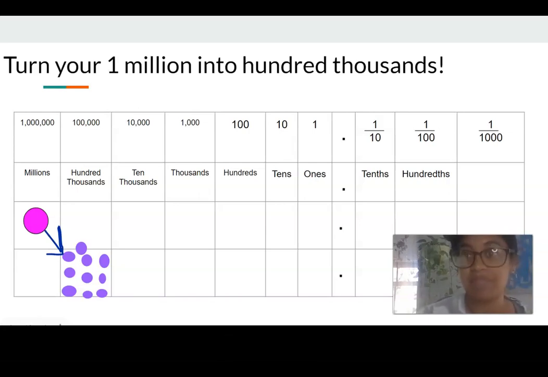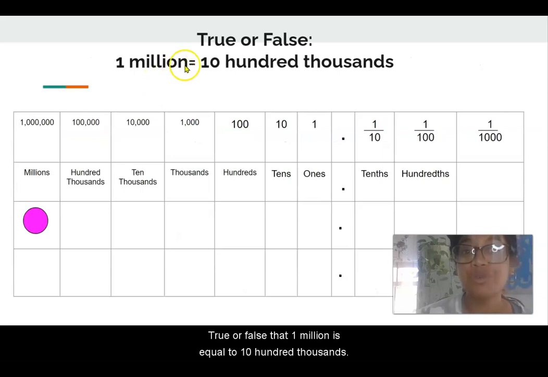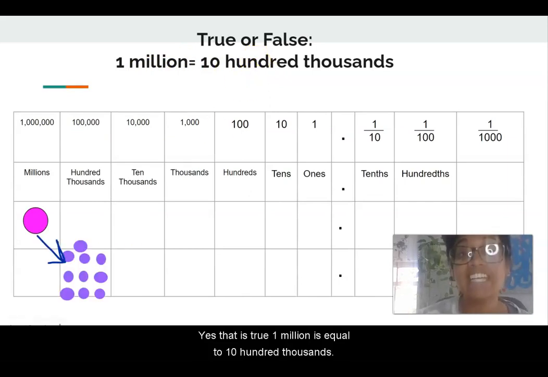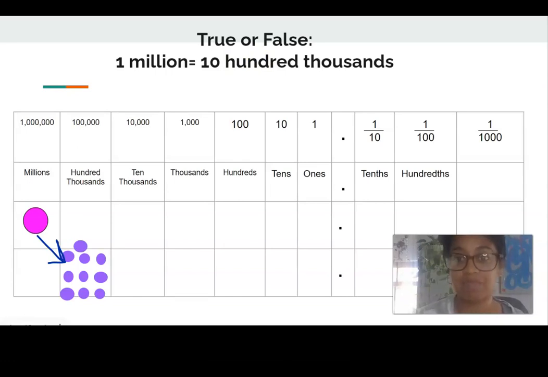They're the same. So true or false, 1 million is equal to 10 100,000. Yes, that is true. 1 million is equal to 10 100,000.